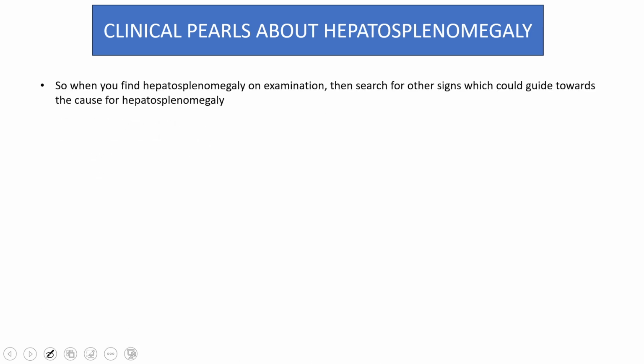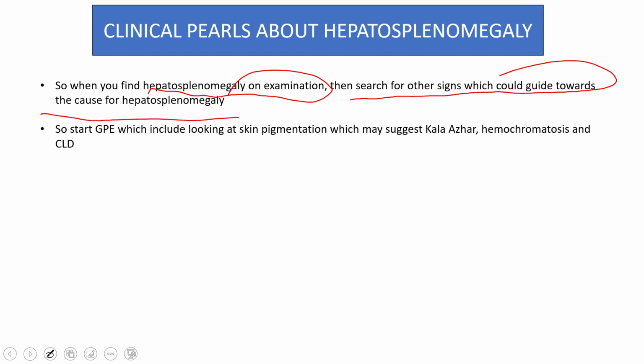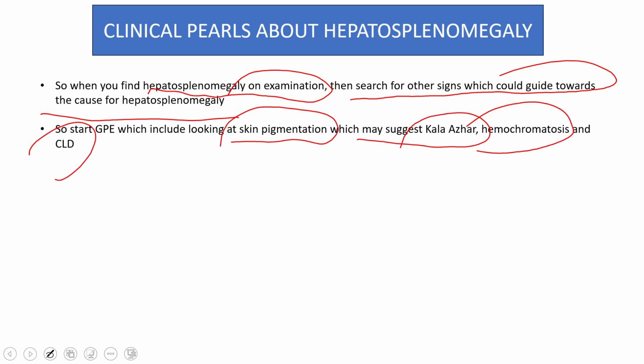Then, once we have found there is hepatosplenomegaly on examination, we will search for other signs which could guide us towards the cause of the splenomegaly. So, we will start with general physical examination, which includes looking at the skin pigmentation. Skin pigmentation can occur in kala azar, hemochromatosis, and CLD patients.